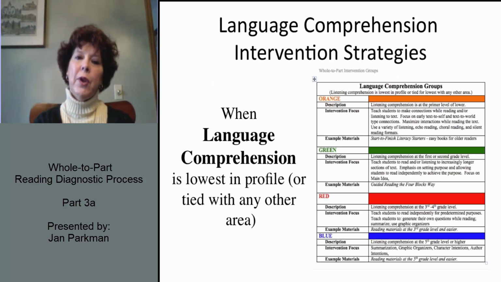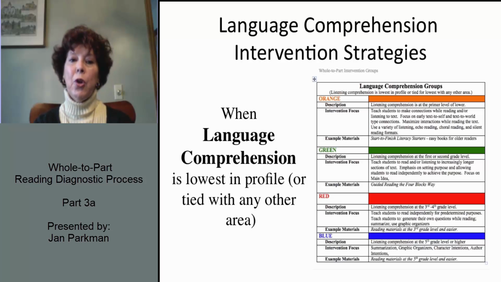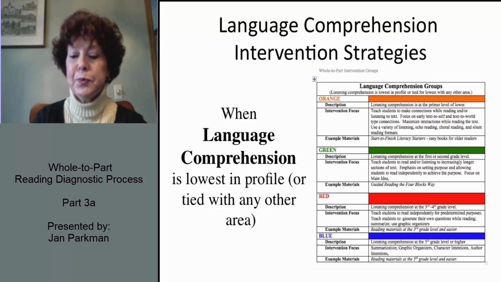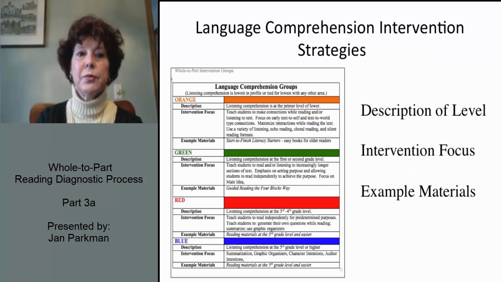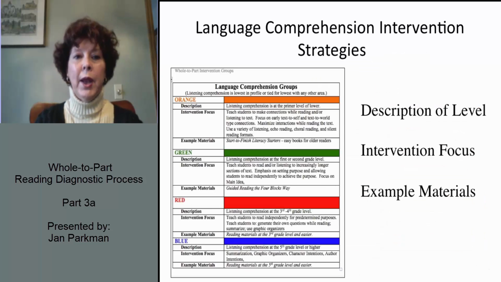So again, here's this sheet that Karen Erickson developed, and we're going to look this time at what she says about language comprehension strategies. And this is for when language comprehension is the lowest in the profile when you did the listening comprehension task. So again, for the language comprehension group, she provides a description of the level, the intervention focus, and some example materials.